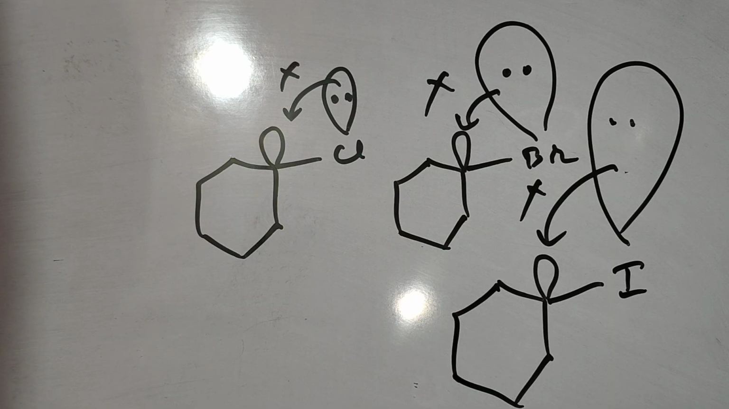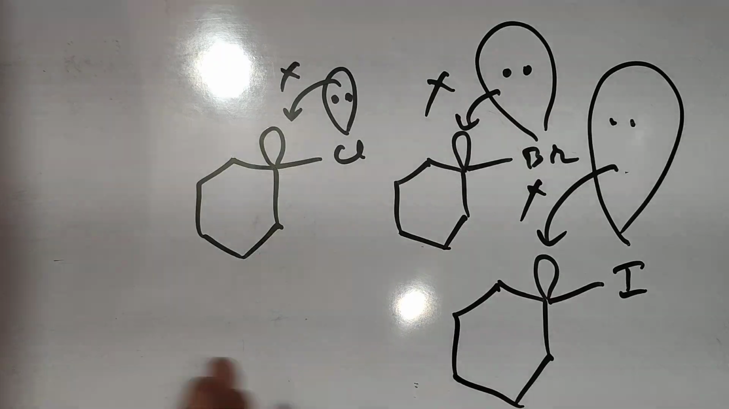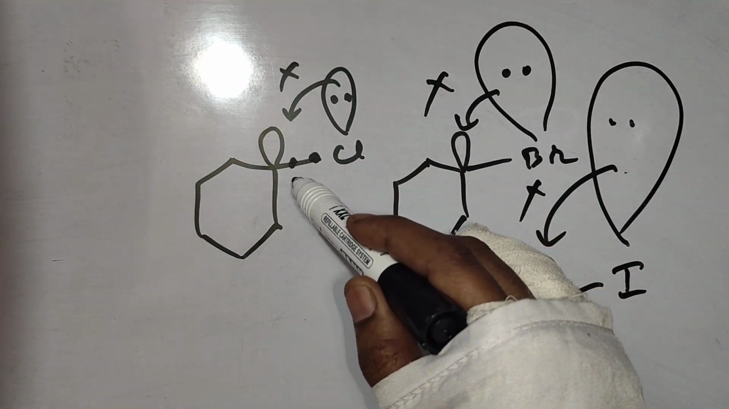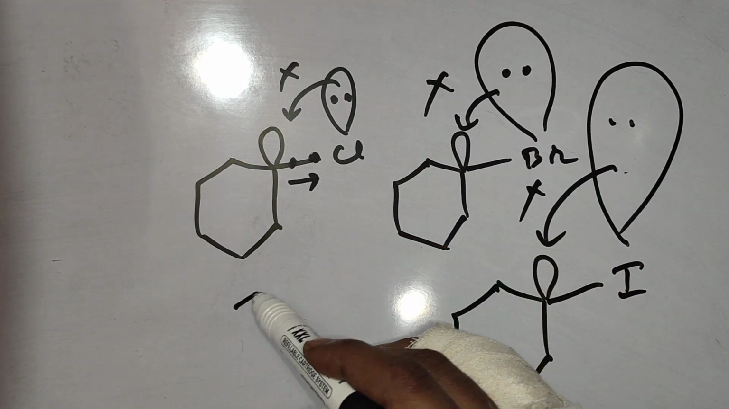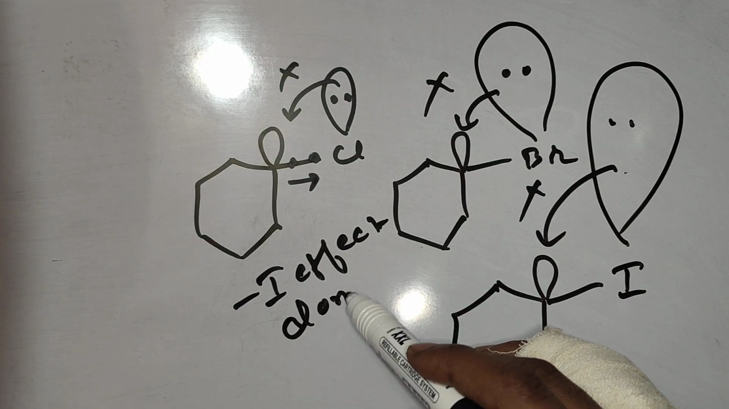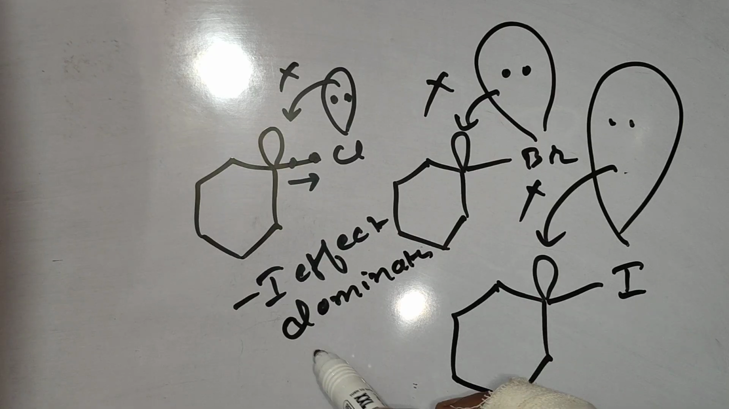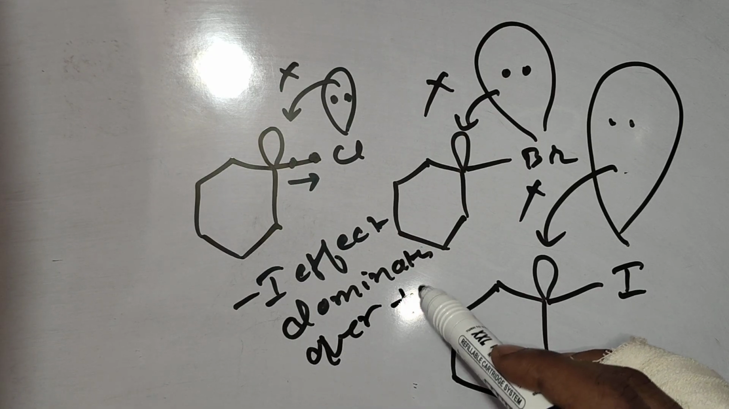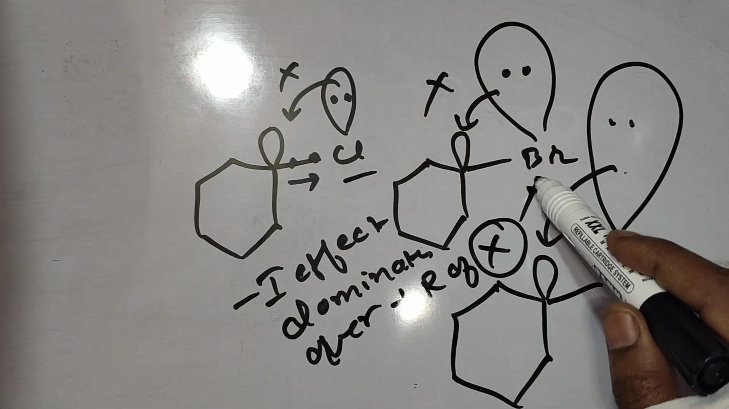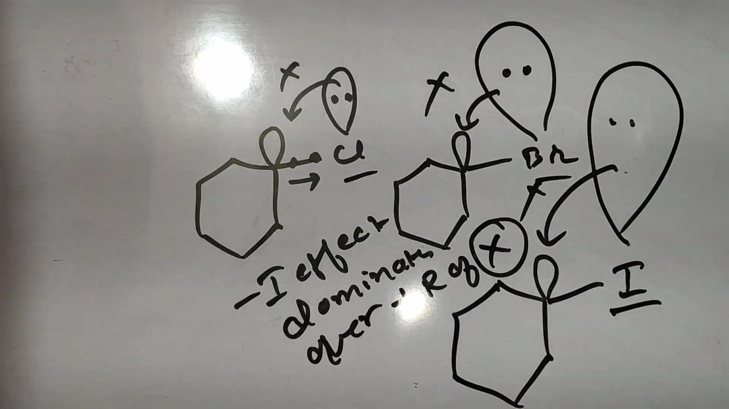That's why their plus R effects are very, very weak, due to which their minus I effects are dominating over them. They can't donate electrons properly in resonance, but they can attract electrons due to their higher electronegativity. Means minus I effect dominates over plus R effect of X. X means halogens. Which halogens? Chlorine, bromine, iodine. I hope you got a hint why I have not included fluorine here.